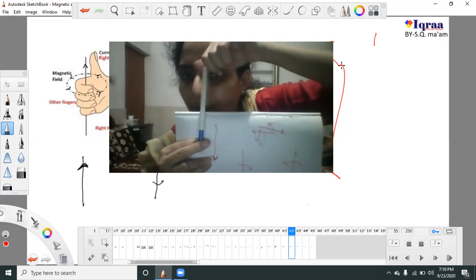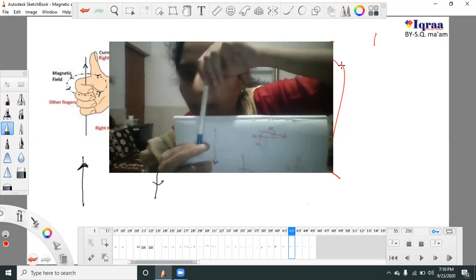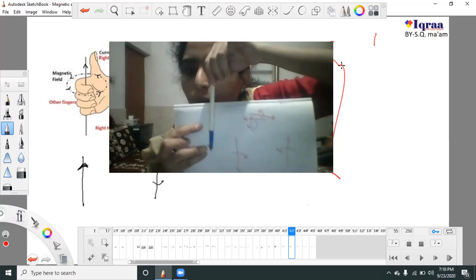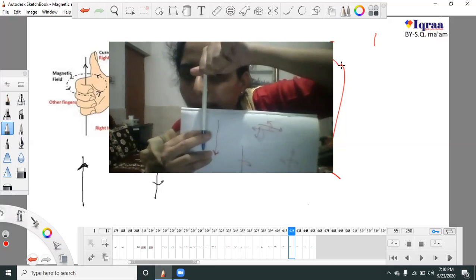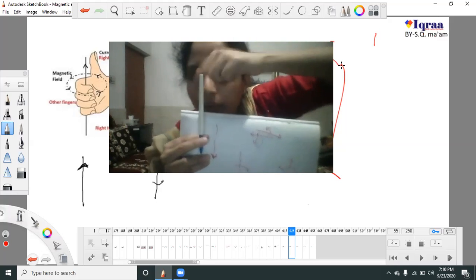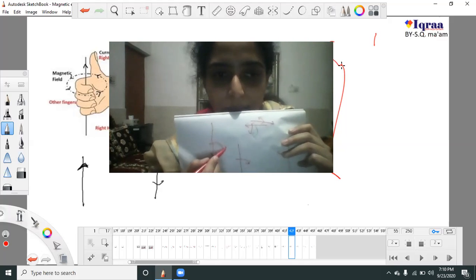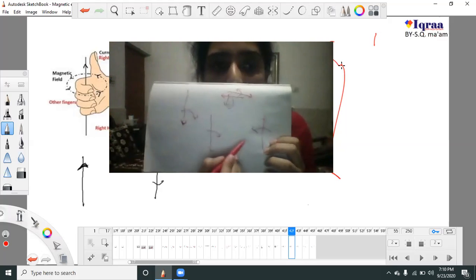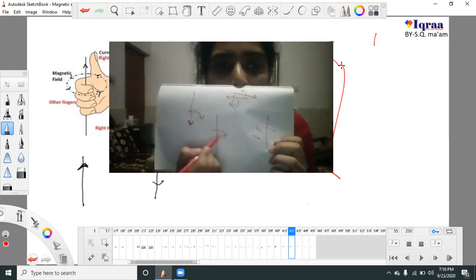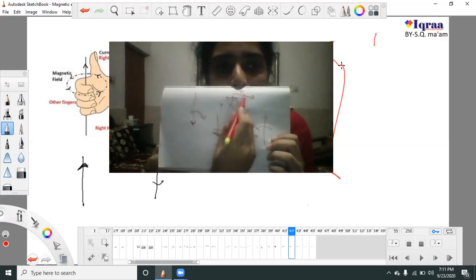You can do it by yourself. As I close this pen, I open this and close this pen. The nib should be towards the direction of electric current. So I open this and I close this, and it gives me the direction of this. You can do it by yourself. So this is how I get two directions.